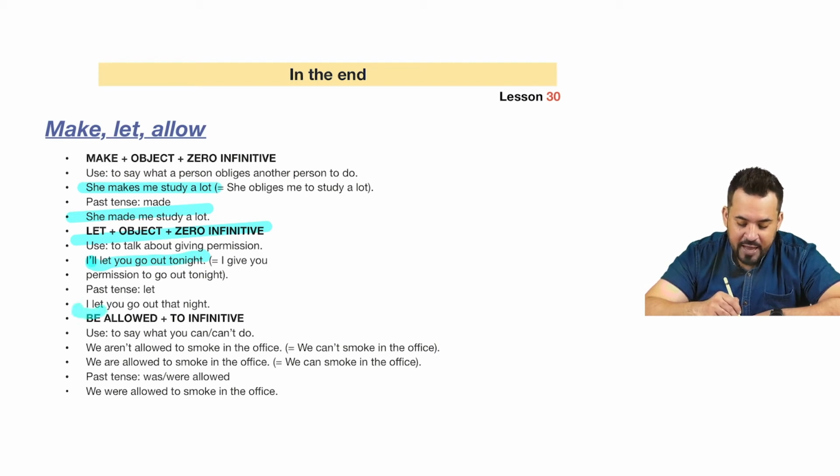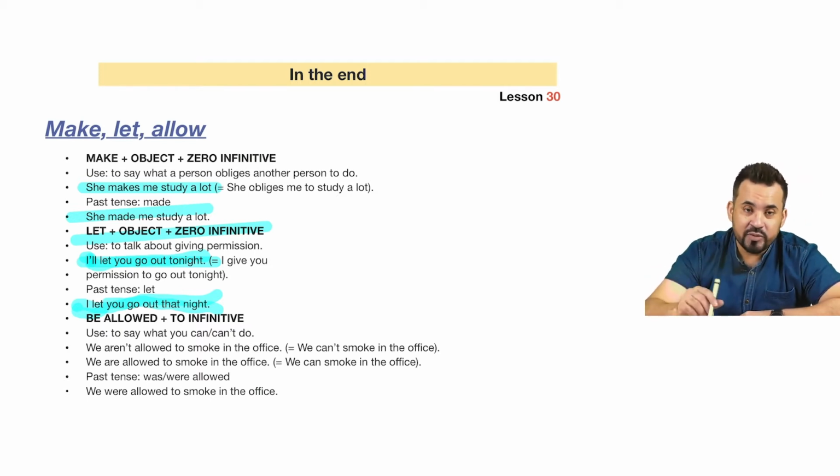In the past, instead of using will, I will let you go out tonight, we say, I let you go out that night. Sorry, not tonight. I let you go out that night, because we're talking in the past.